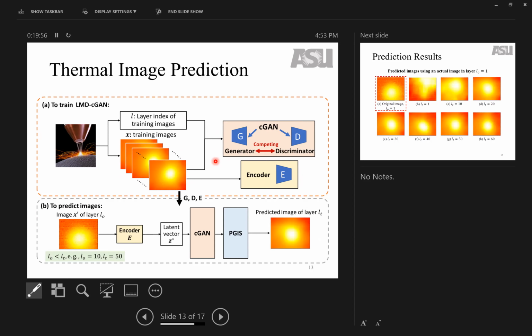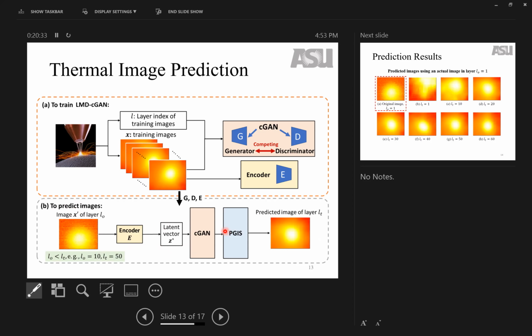Next, when the model is ready, we use the model for thermal signature prediction. Suppose we are building a new part. Then we have the real thermal signatures from an early layer, for example, layer 10. Now we want to predict for layer 50. We input this real image to the established LMBCG model. First, the encoder would output a latent vector Z, and then this latent vector Z star would be input to CGN to synthesize an image for layer 50.